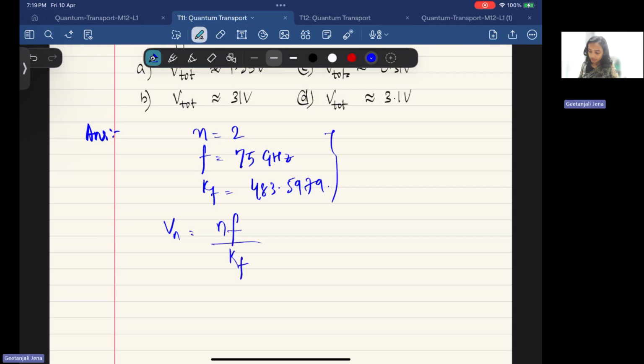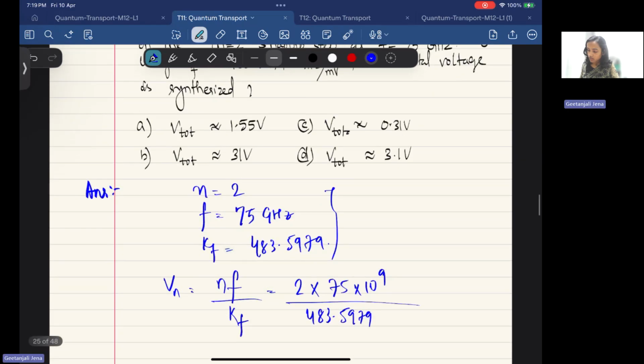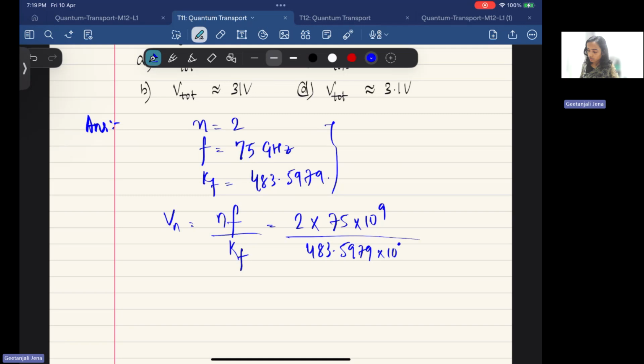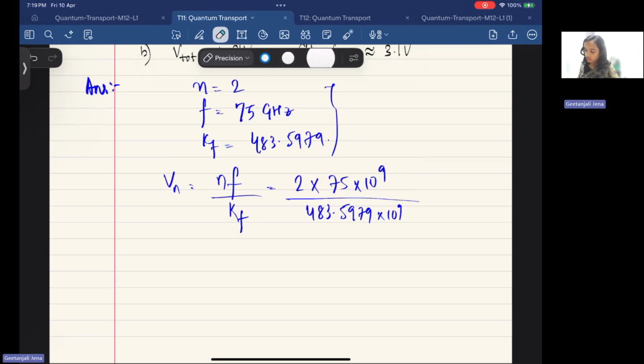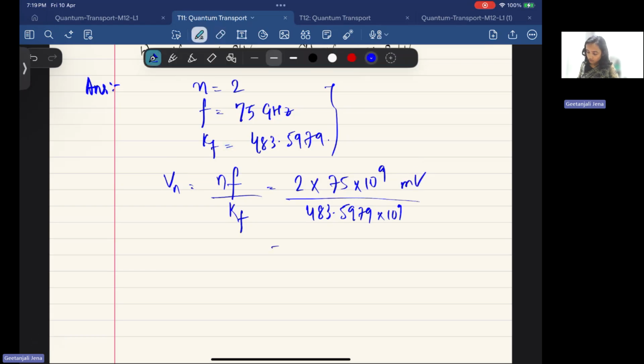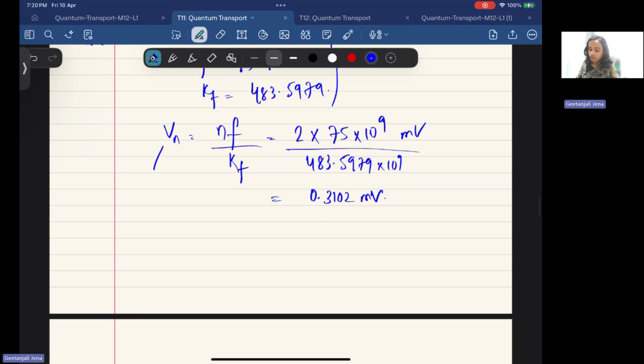Vn is N f by Kf. N is 75 times 10 to the 9, over 483.5979 gigahertz per microvolt. Let's say we want to express this in terms of millivolt only. So this will give a value of 0.310 millivolt, and this is the voltage across one single voltage standard.